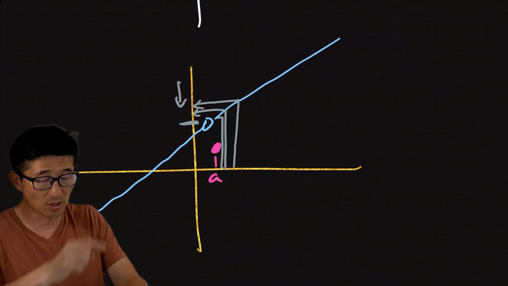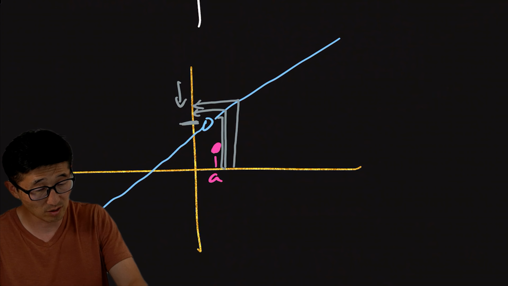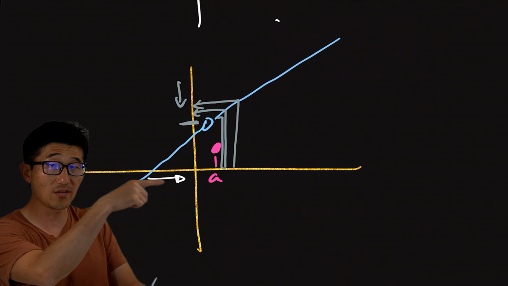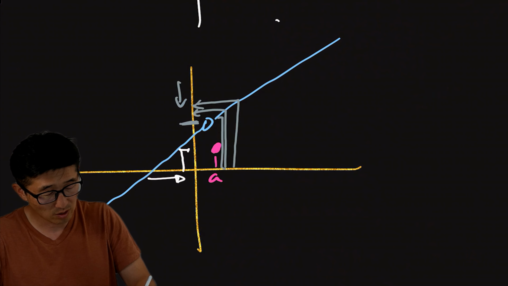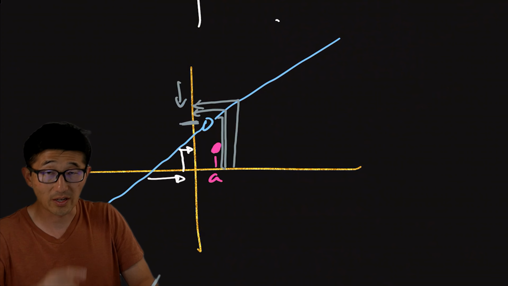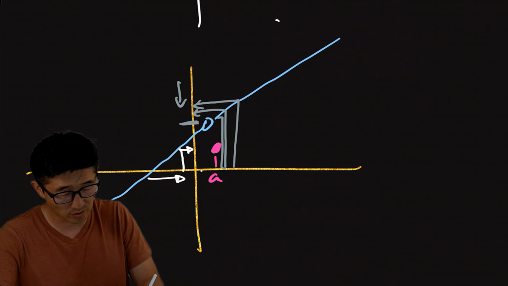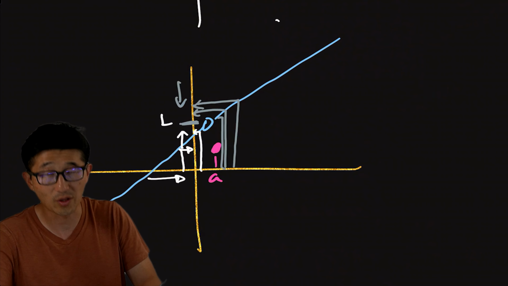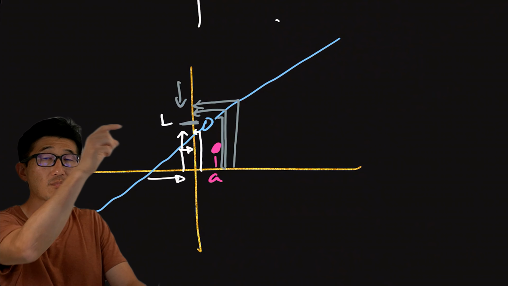And if I approach a from the left side, I'll use a different color, like white. So if I approach a from the left side, notice my y value is right there, right? If I get even closer, my y value will be even what? Higher? And it's getting closer to that guy. We call that the limit. You see it?